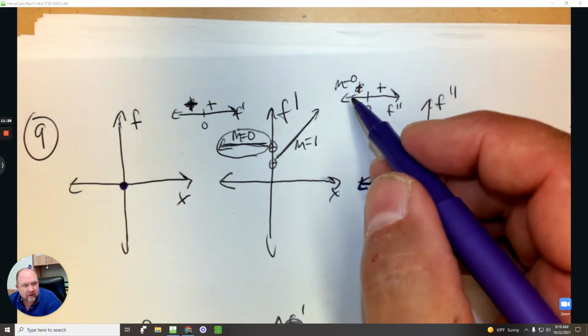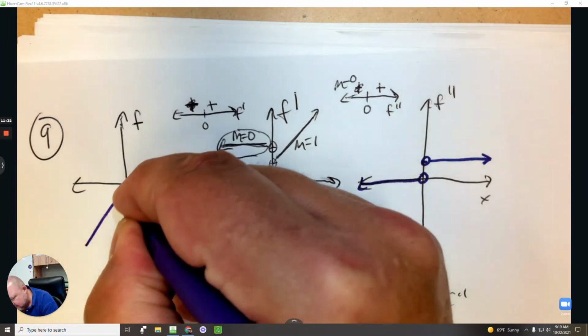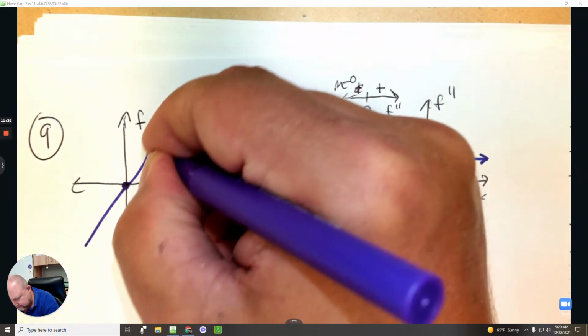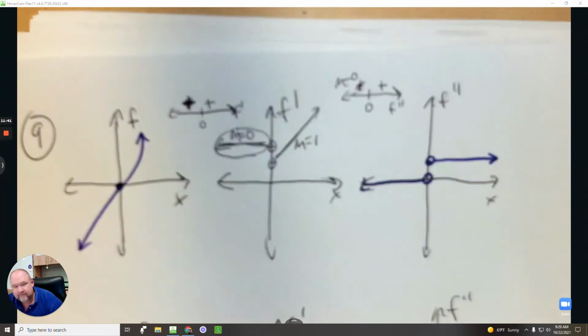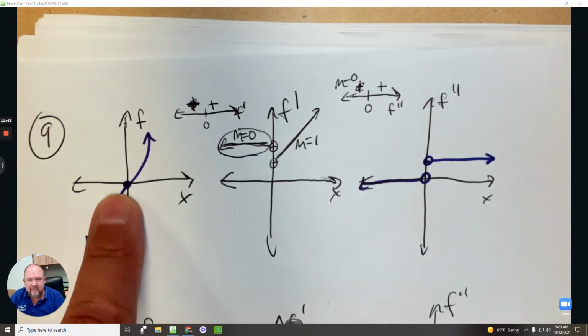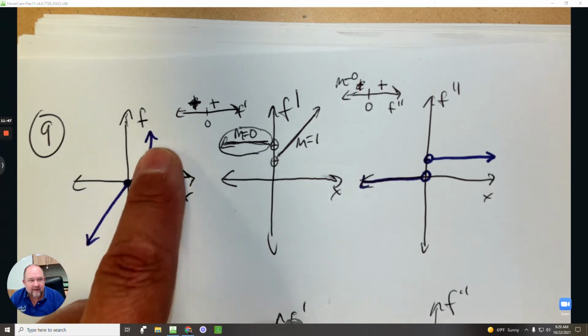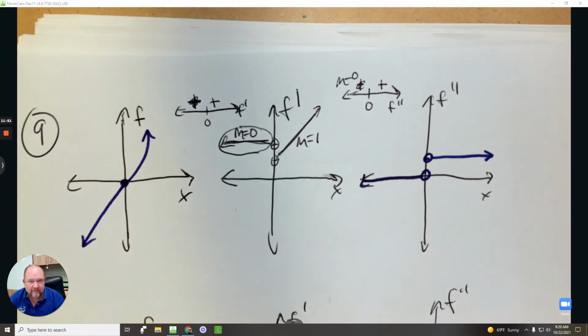And so what do we know? There is no concavity, so that means it's a line. And then after that, it's concave up. And there you go. So we have a line, and then a curve, concave up, and no concavity, concave up, and the whole thing is increasing. So it matches the number lines.